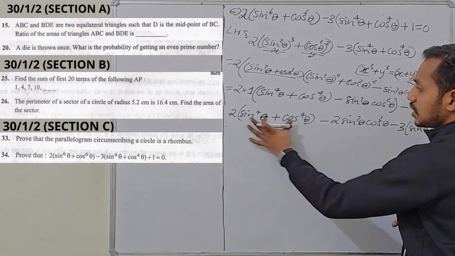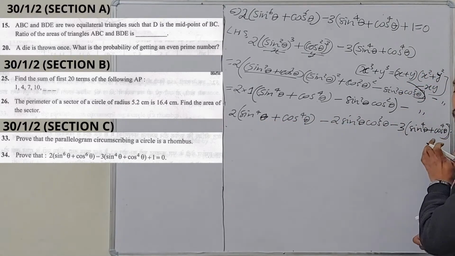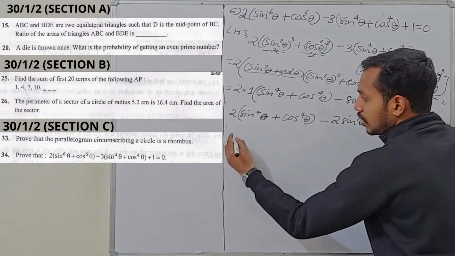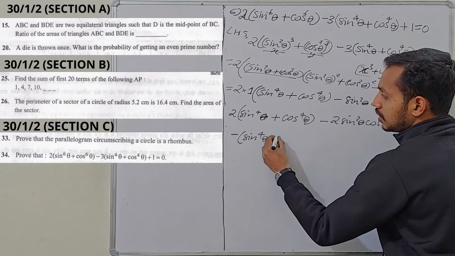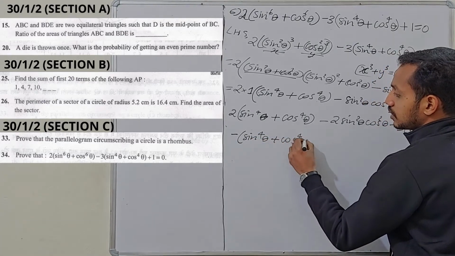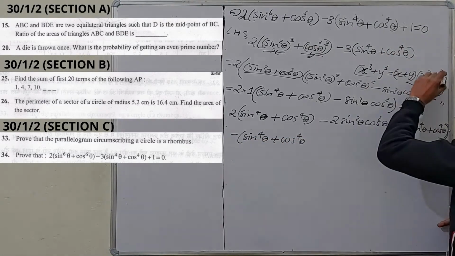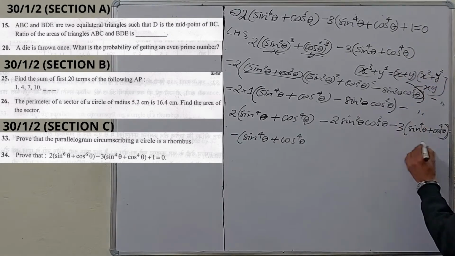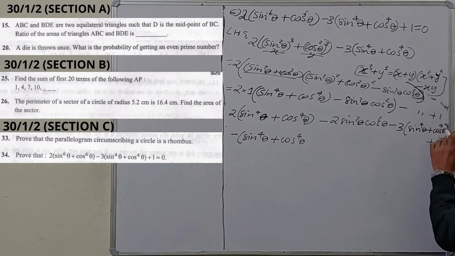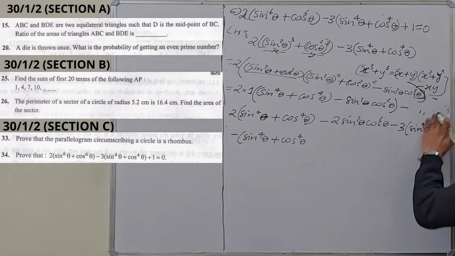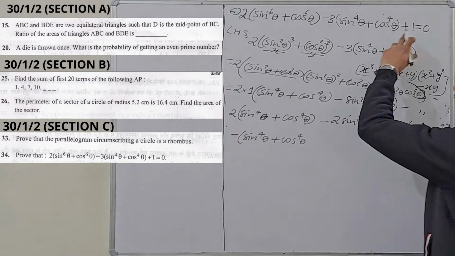Here plus 2 into sine raised to 4 theta and minus 3 into sine raised to 4 theta plus cos raised to 4 theta. So it becomes minus of sine raised to 4 theta plus cos raised to 4 theta. I think plus 1 is also there. Okay. Plus 1. We are not writing it now. After the last step you will write that plus 1.